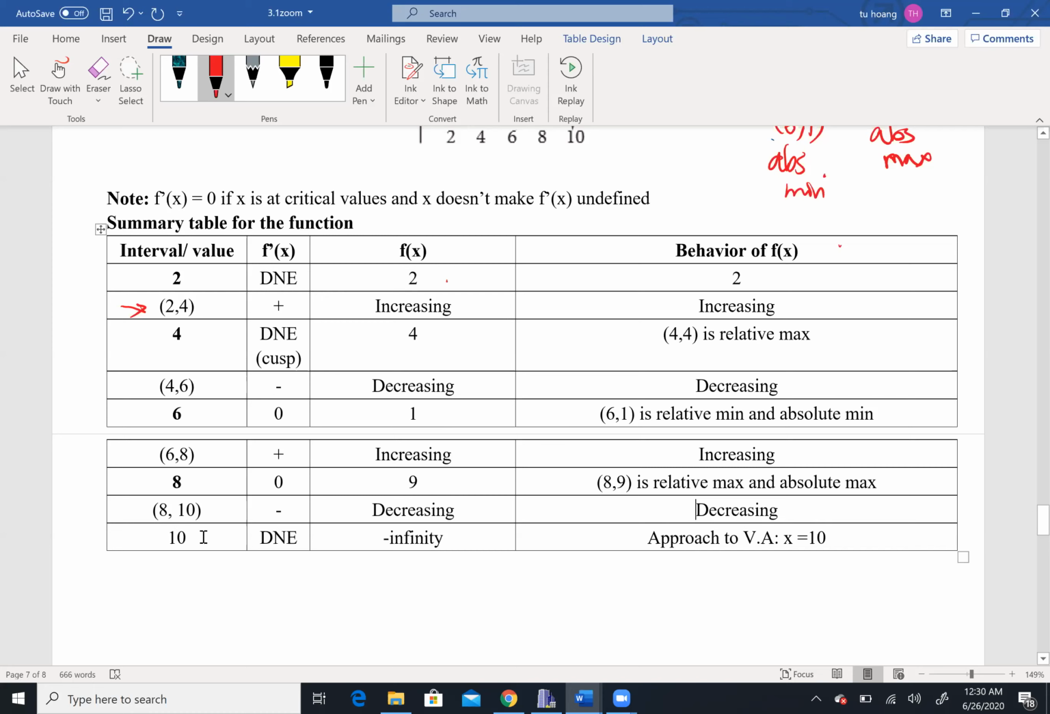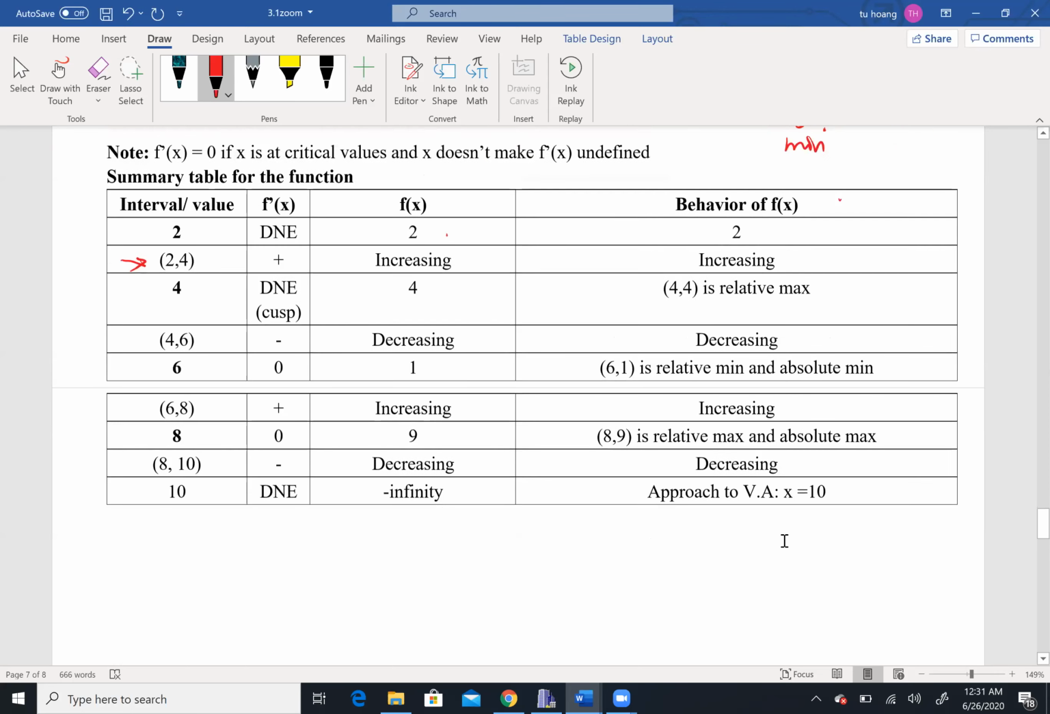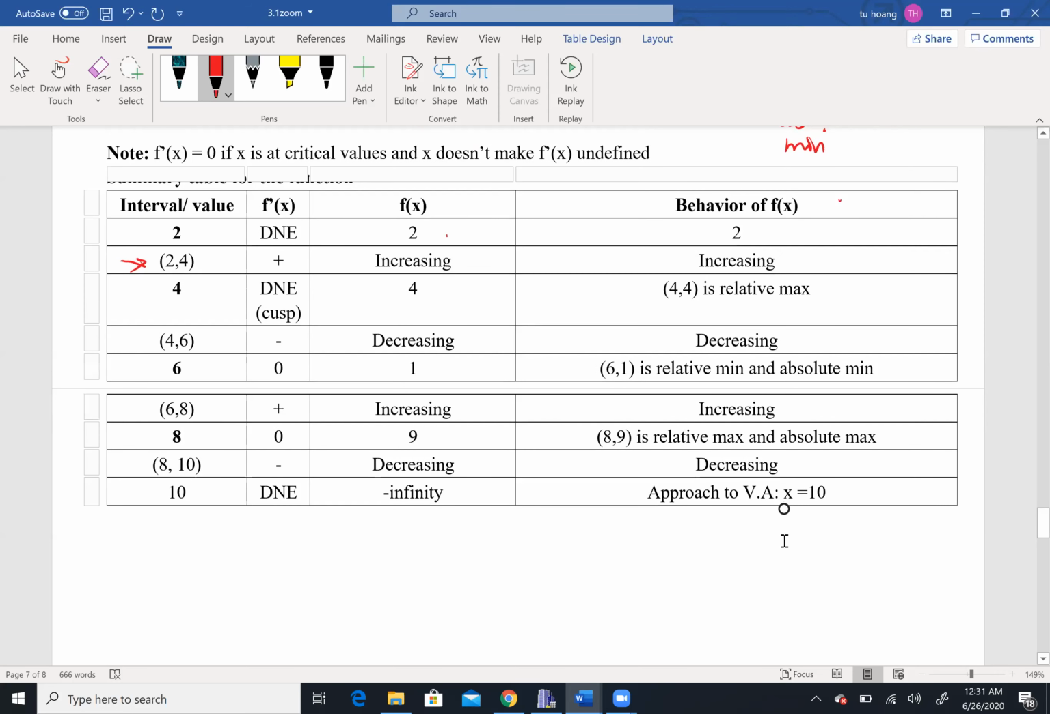Lastly, at the value x equals 10, you know that f(x) will not exist, and the behavior of f(x) will approach the vertical asymptote, which is x equal to 10. Okay. For this special value x equals 10, we don't really want to consider it in this section. So I move down here.